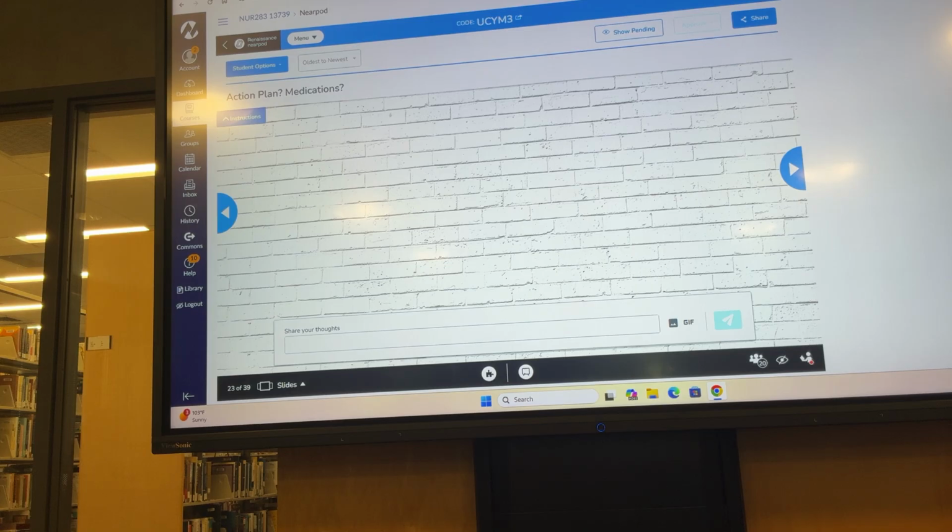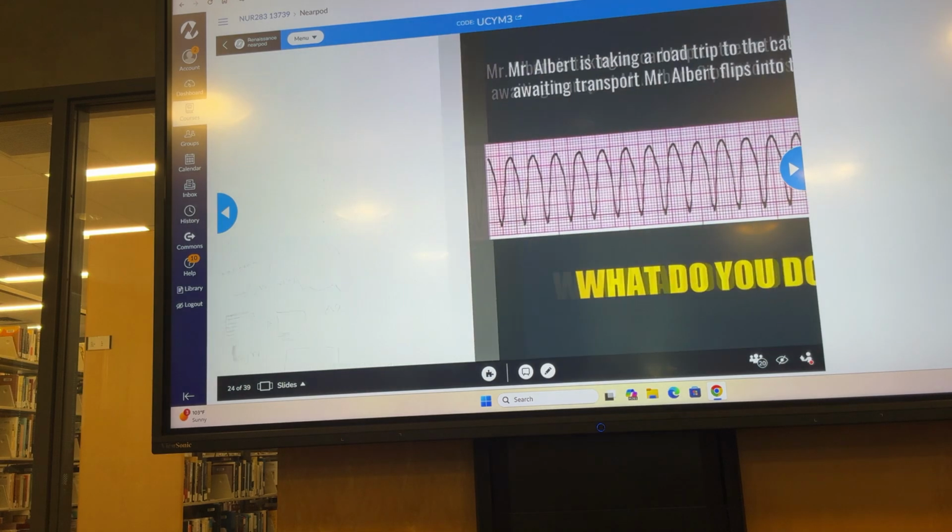But most of the time, these people are going to be going to the cath lab to get a percutaneous coronary intervention, okay? Where they're going to fix the occluded coronary artery and promote reperfusion, okay? Does that make sense? Okay.